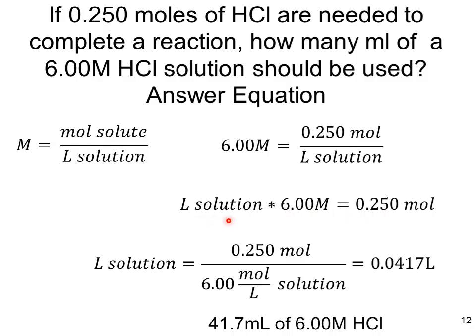At this point, I'm going to cross divide both sides by 6, and that's going to give me liters of solution equals 0.250 moles divided by 6 moles per liter. Now, I changed the molarity to moles per liter because now we can see that moles and moles are going to cross out. That will leave us with units of 1 over liters, which is equivalent to liters. And now that gives me an answer of 0.0417 liters, and I'm just going to convert that to 41.7 milliliters. So same answer, different approach.